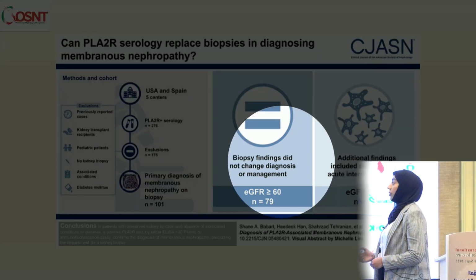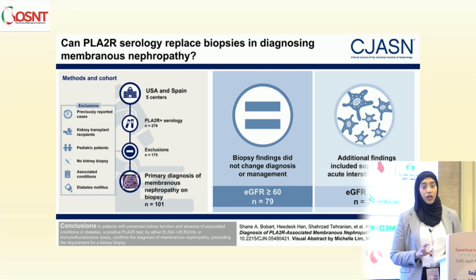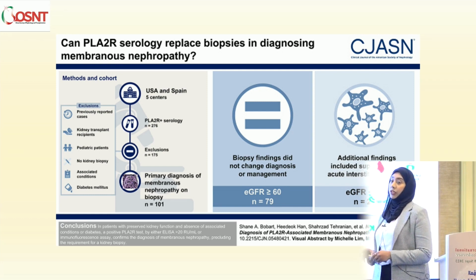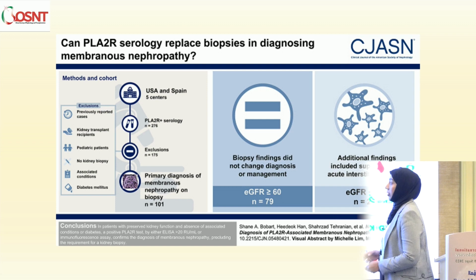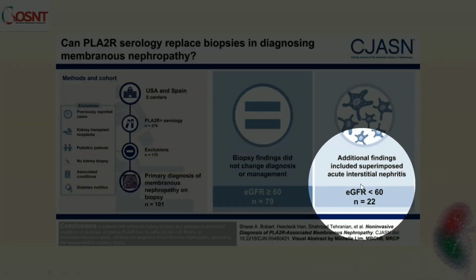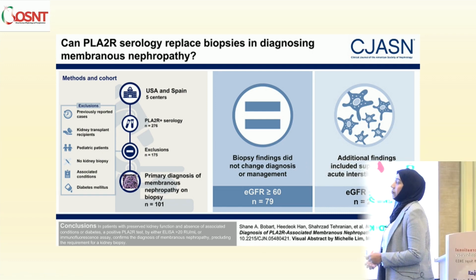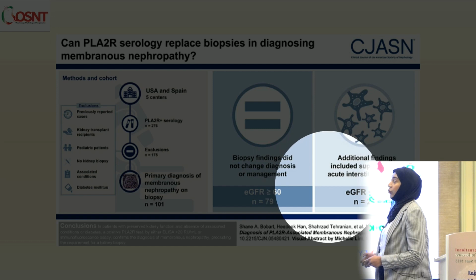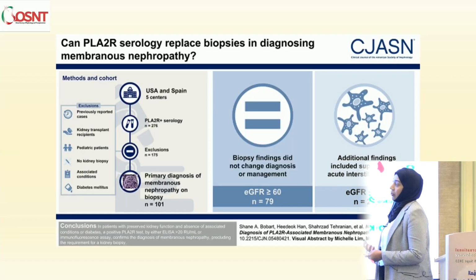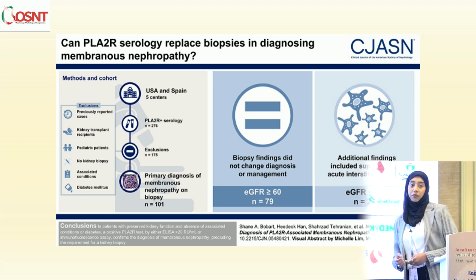And none of them, especially when the eGFR was more than 60, the finding did not change the management plan. The patients would have the same management plan regardless of whether the patient had gone through a kidney biopsy or not. Additional information could be found when the eGFR was less than 60. Most of the additional information was mainly acute tubular injury. Only maybe one case had acute interstitial nephritis, and by that you can say that this might change the management plan in this patient.